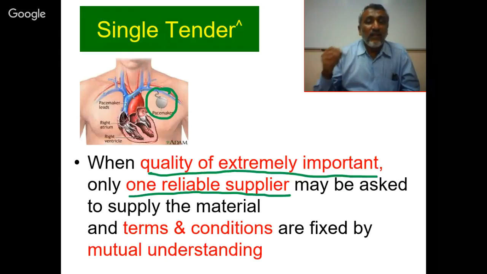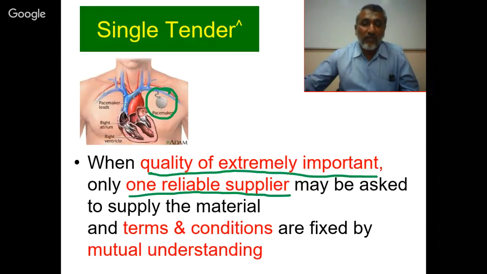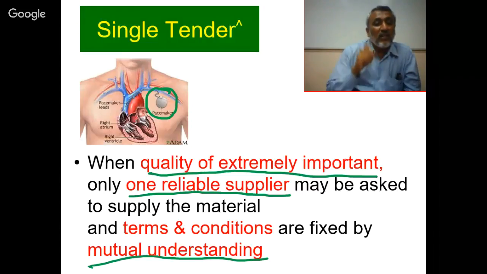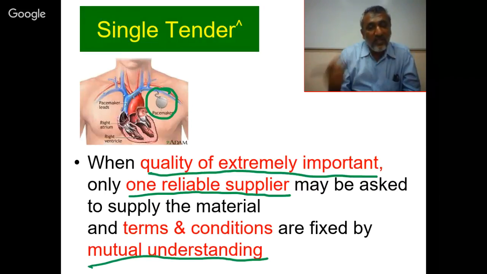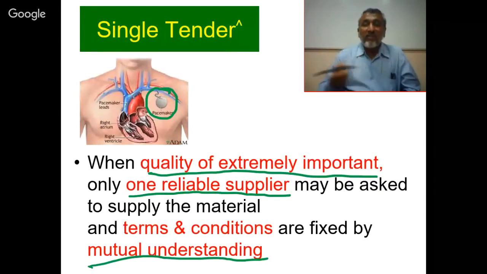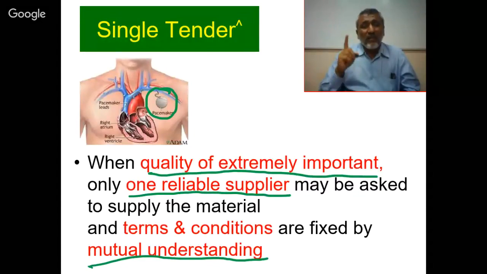And the terms and conditions and the price will be fixed with the mutual understanding between the buyer and the seller. This is a case when the quality of the product is extremely important. Maybe for certain defense items, the quality may be extremely important. Certain nuclear items, the quality may be extremely important. For such items, it is not an open tender. The tender is invited from only one person, and based on the mutual understanding, the rates are fixed. That is what is called the single tender.